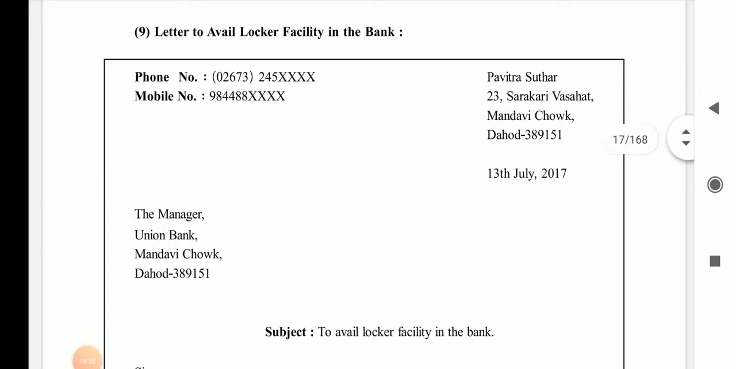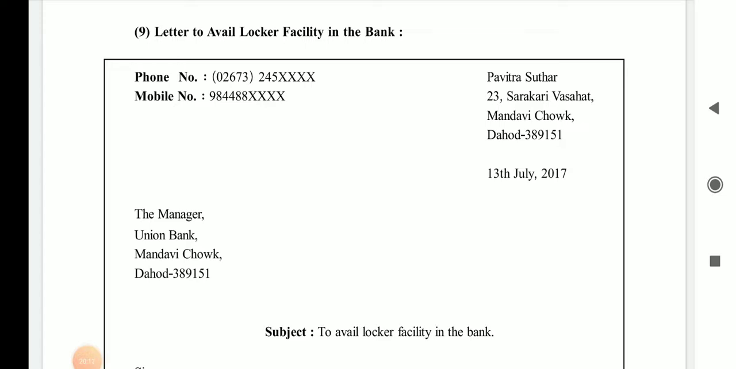Next one is the letter to avail the locker facility in the bank. The person wants a locker facility in a bank. Here you have to write the person's name as the letter writer. On the left hand side, phone number, email ID, mobile number. Name is Pavitra Suthar.